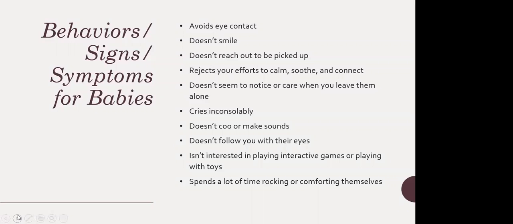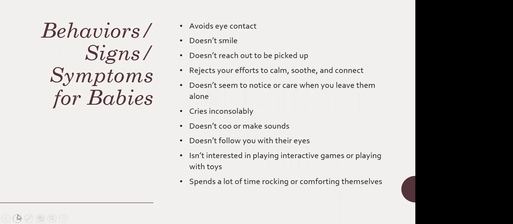So, signs for babies would be that they avoid eye contact, they don't smile, they don't reach out to be picked up, they reject your efforts to calm, soothe, or connect with them. They don't seem to notice or even care when you leave them alone. They cry inconsolably, like there's nothing that you can do to get them to stop crying. They don't coo or make sounds like babies do, and they don't really follow you with their eyes.